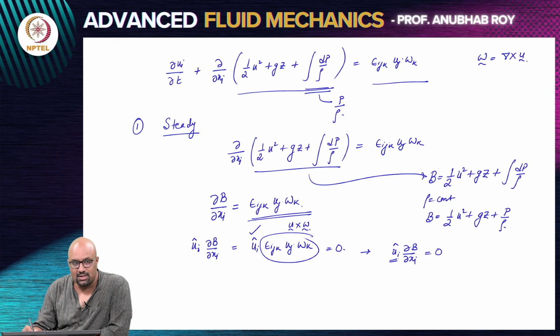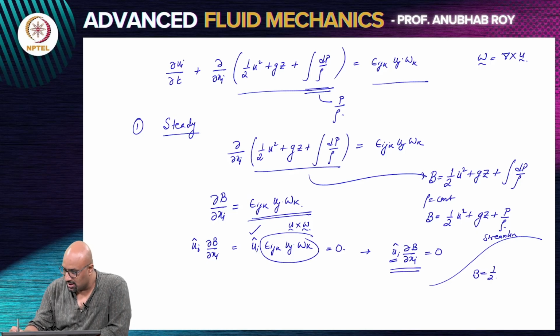Now, we know what is the line which basically has at every point the velocity vector being the tangent. That is a streamline. So, what this statement says is that the function b, which is half u square plus gz, and if density was a constant P by rho, this quantity is constant along a streamline.